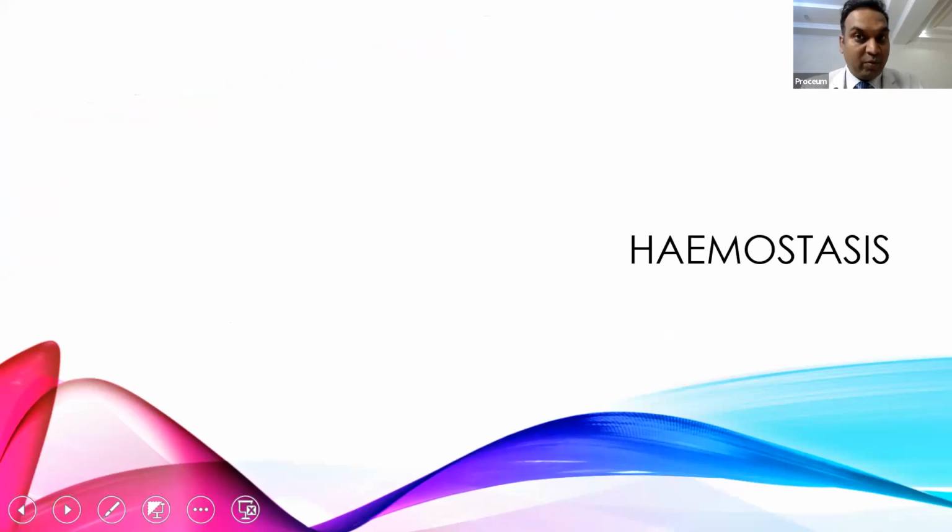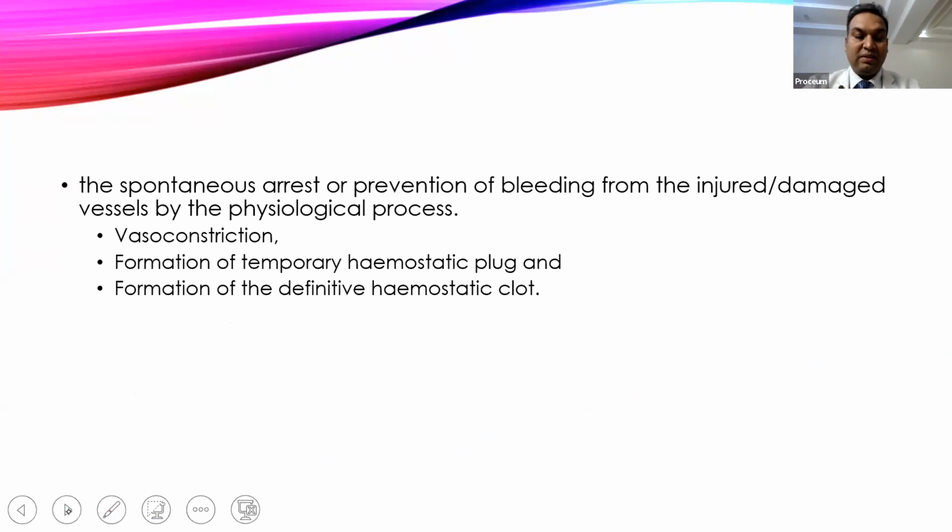Then we come to the proper hemostasis mechanism. So what is meant by hemostasis? The spontaneous prevention of bleeding from an injured blood vessel is called hemostasis. Hem means blood, stasis means stoppage. So blood stoppage occurs, and that condition is called hemostasis, and it involves 3 processes. One is vasoconstriction, second is temporary plug formation, and last is definitive plug formation. So first we'll talk about vasoconstriction.